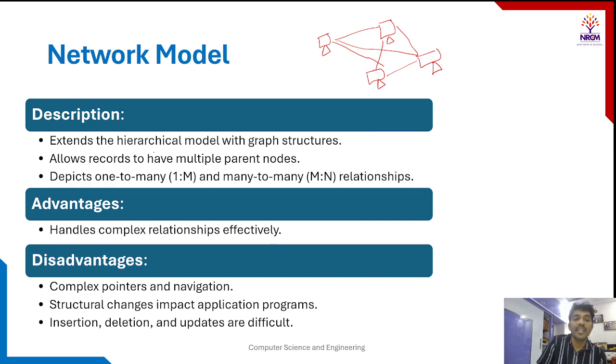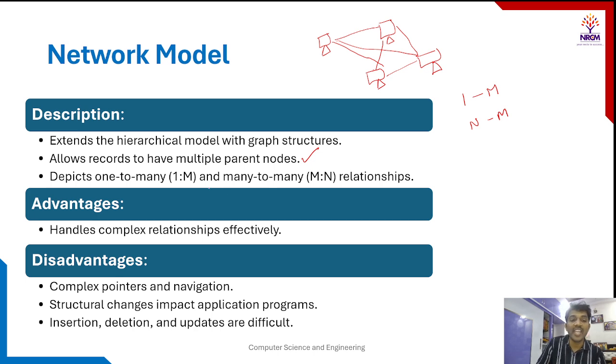The network model extends the hierarchical model with a group of structure. So in the hierarchical model it is 1 to m, but here it is n to m relation. So it describes one to many and many to many also. That is the difference between the hierarchical model and the network model, and it allows records to have multiple parent nodes. Got it? Earlier we had only one parent node, now we have multiple parent nodes.